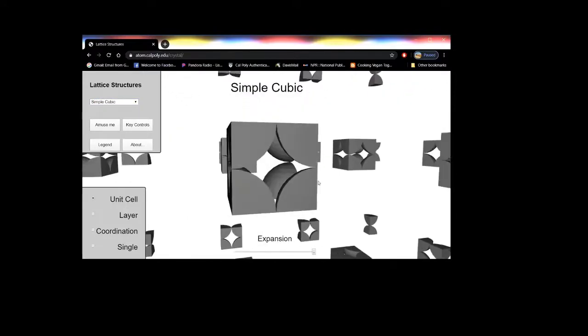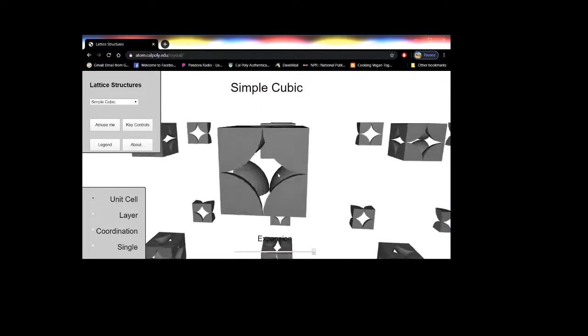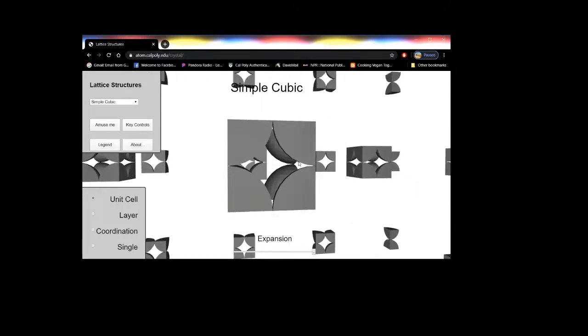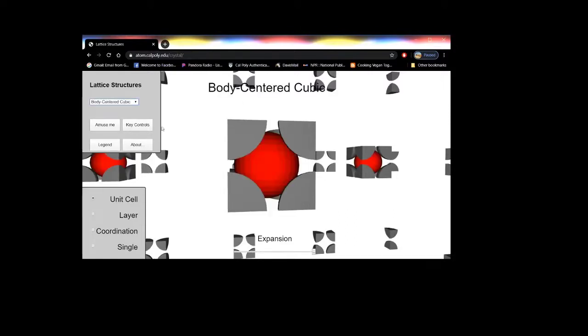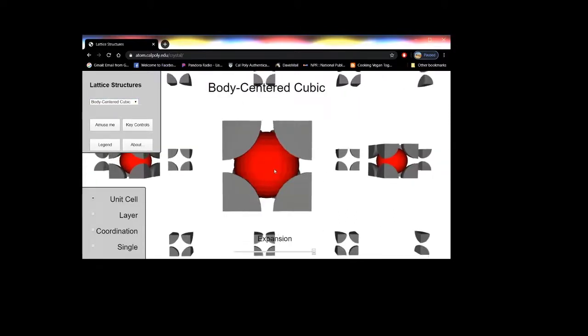But if we look at simple cubic, and we're just going to look at one unit cell, you'll notice it only has corners, right? There's nothing on the faces, there's nothing in the center. So for that one, we're just going to say corners. For the body-centered cubic, corners and center.